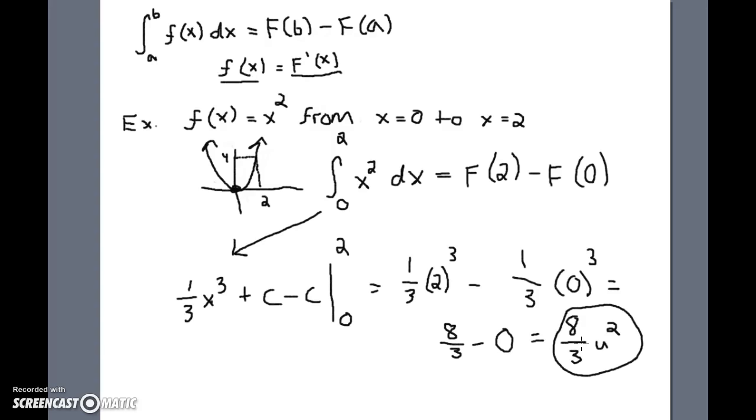But overall, as you can see, very powerful theorem. If you've done Riemann sums, you know that from time to time they're tedious, they take a lot of work. But with the fundamental theorem, assuming obviously the problem's not too complex like this, you can go right to the answer. So there you go. This is the fundamental theorem of calculus.